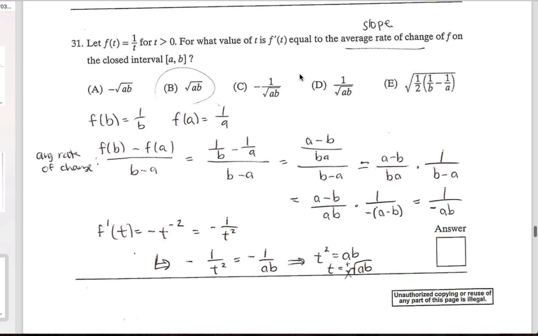On this next one, they're asking you, where does f prime equal the average rate of change? You need to know average rate of change is just the slope. So find the slope. The slope is, in this case, between a and b, f of b minus f of a all over b minus a. What is f of b? That's just 1 over b. What is f of a? That's just 1 over a. So 1 over b minus 1 over a all over b minus a.